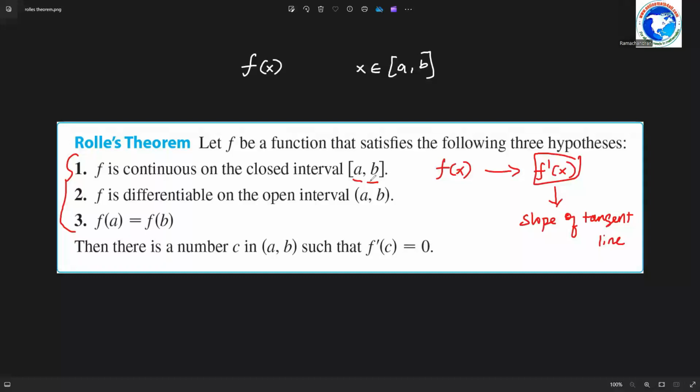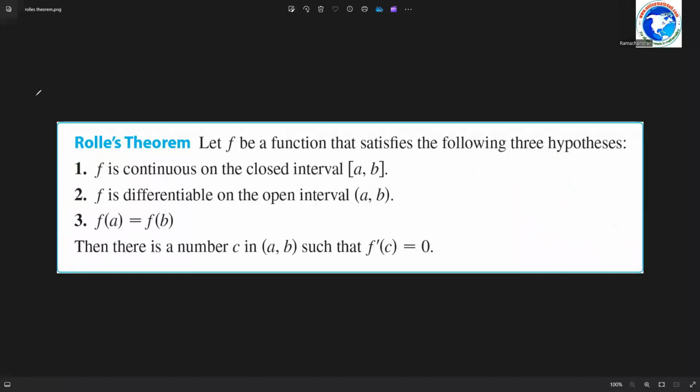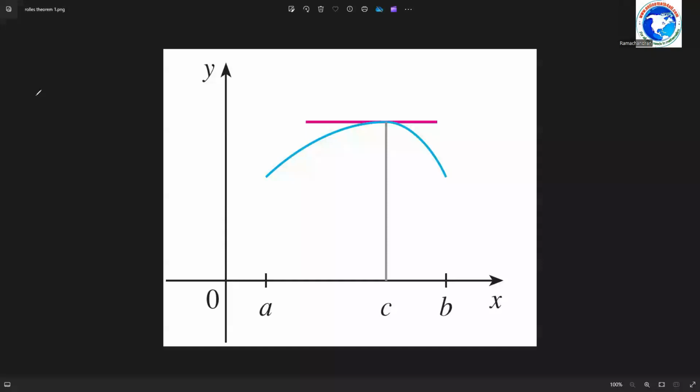Okay, to have a better understanding of Rolle's theorem, we can interpret Rolle's theorem geometrically. For that, we can go to the graph of the function f of x. Let me go to the graph of f of x. So here we have a graph of f of x. If I want to apply Rolle's theorem to this graph, as I told you already, it has to meet the three conditions of Rolle's theorem.